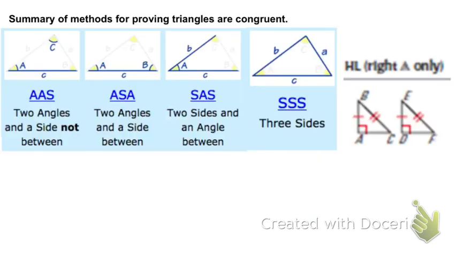This last part is just a little reference sheet showing examples of what works and what doesn't. It has different things highlighted in the triangles showing here are the methods that work, as well as hypotenuse leg. Questions on that? Okay, we're going to skip those last little examples.